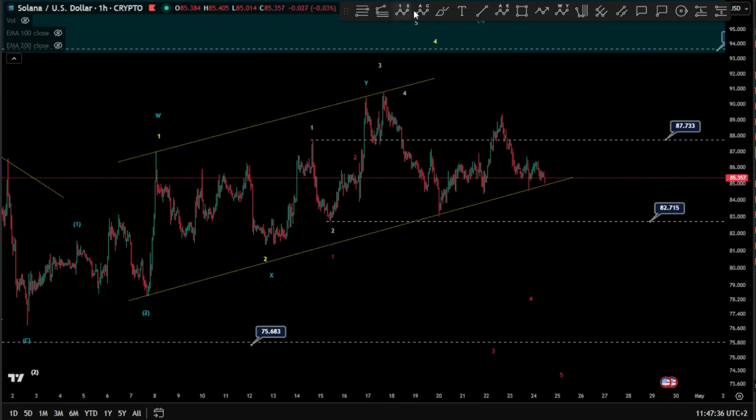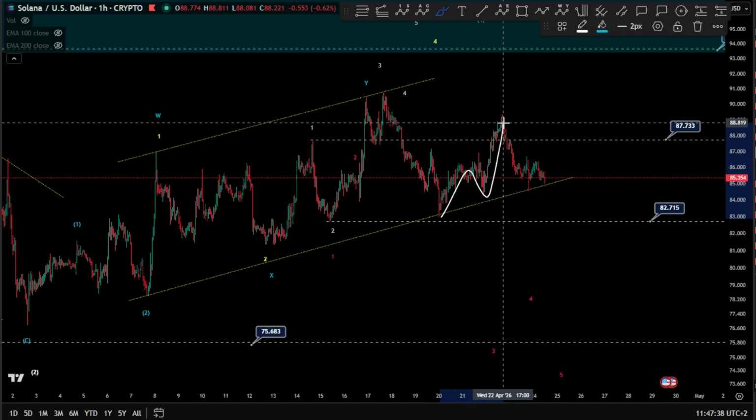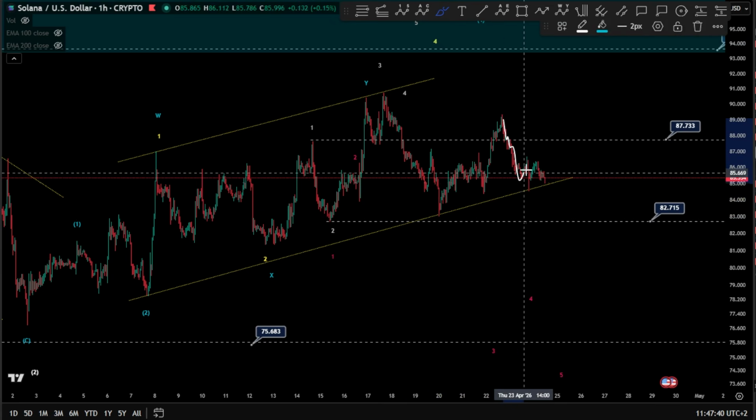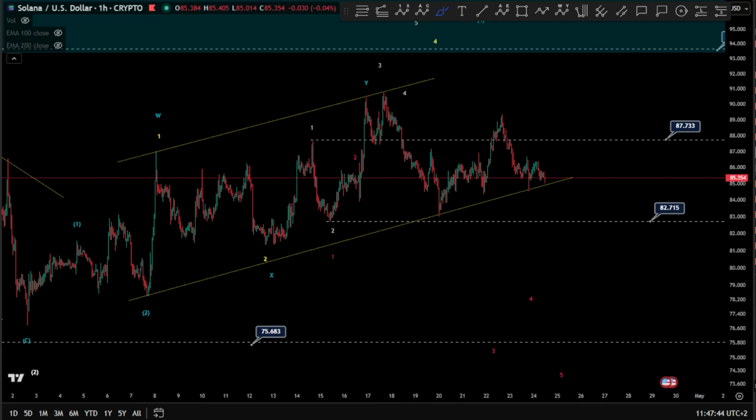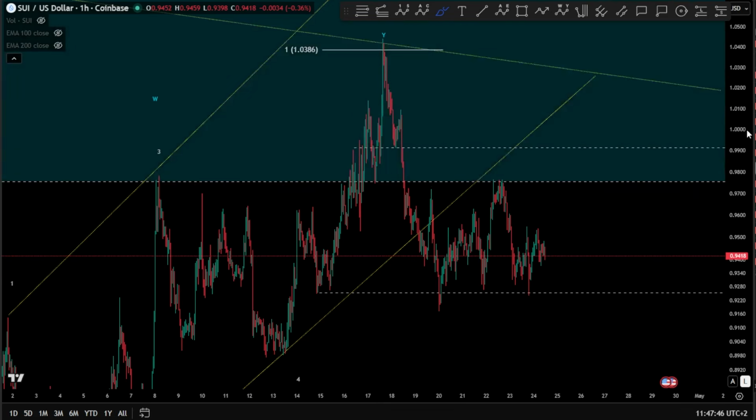We didn't continue here an impulse, by the way. It is just 3 waves. We have here an impulse unfolding and it might continue simply toward the downside. Yep, so this is regarding Solana.